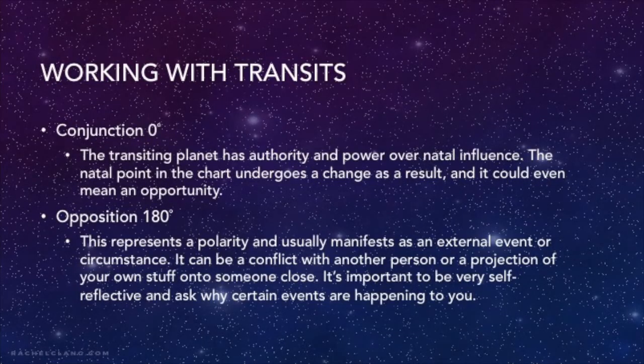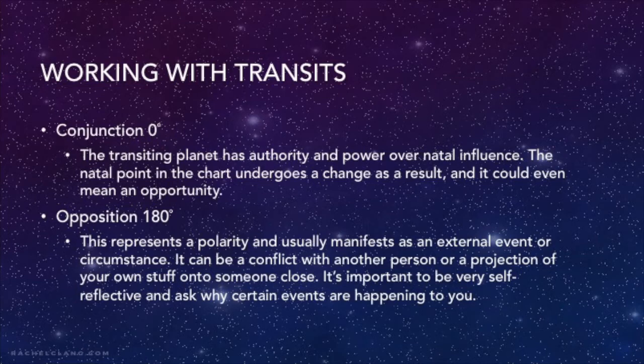Let's take each aspect one by one, and we'll start with the conjunction at 0 degrees. When you have a transiting conjunction, the transiting planet, it's almost like it comes in and takes over. And so it tends to have authority and power over that natal influence. The natal point in the chart undergoes a change as a result, and there's a transformational process. It could even mean an opportunity.